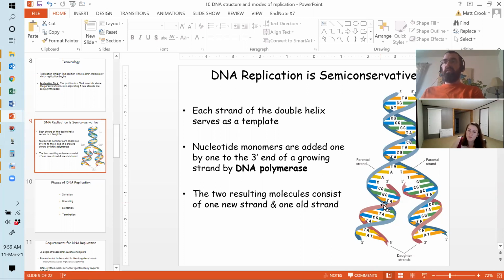And that's what you can see down here. Obviously, once this cell goes through meiosis or mitosis or whatever, this is now going to be the parental, and this will then get split into two, and each one of those gets copied for the next round of cell division. Okay, any questions so far?